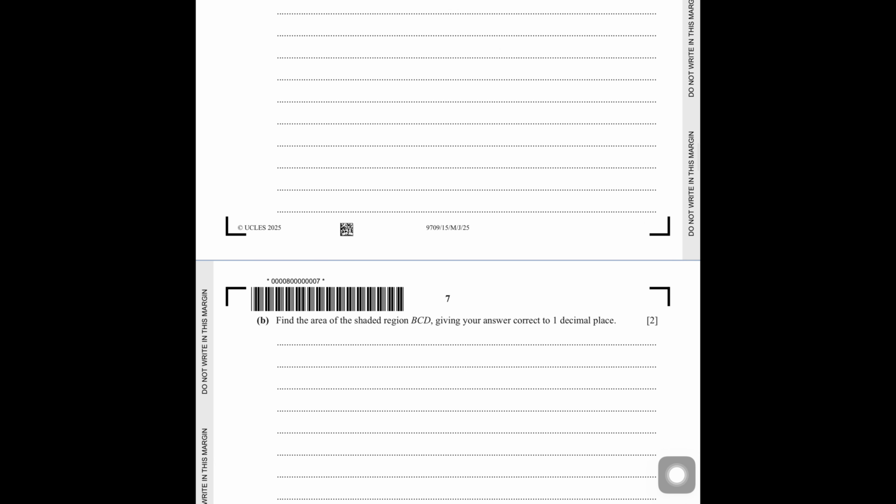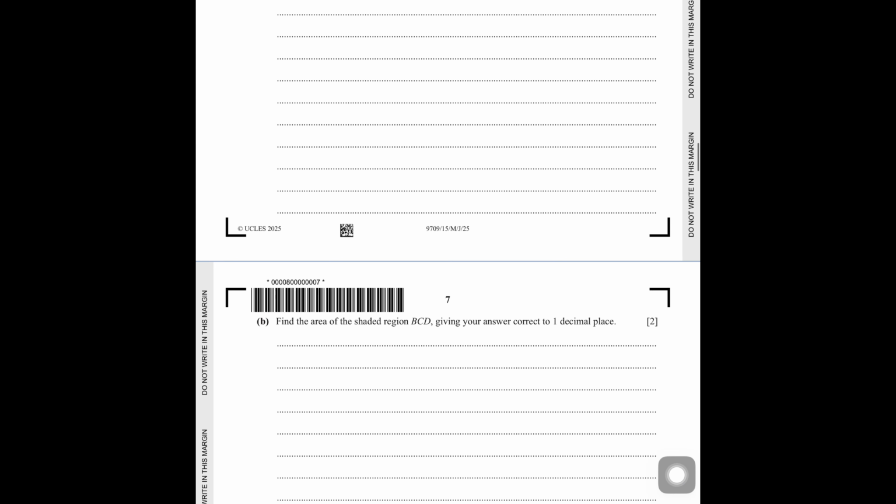Find the area of the shaded region. So area of the shaded region is area of sector minus area of triangle.